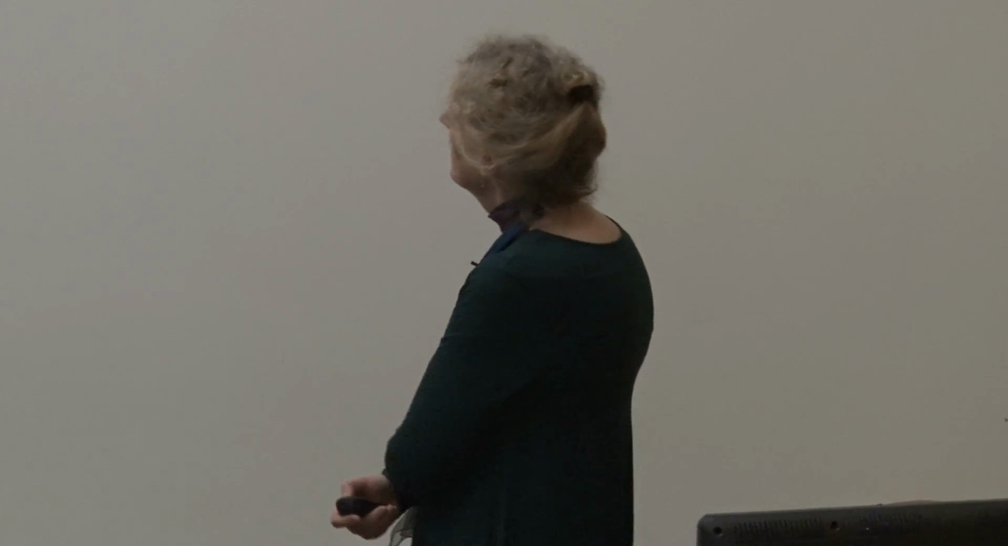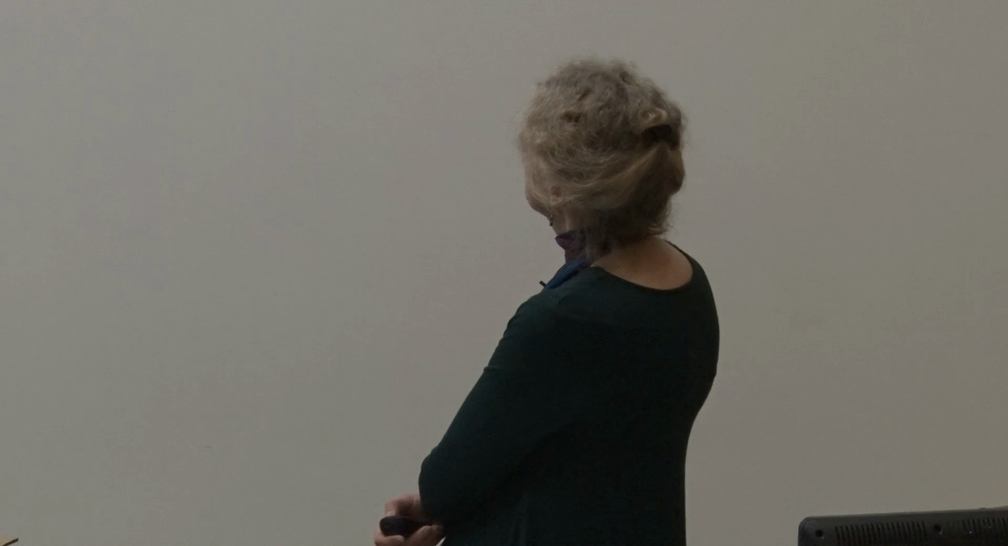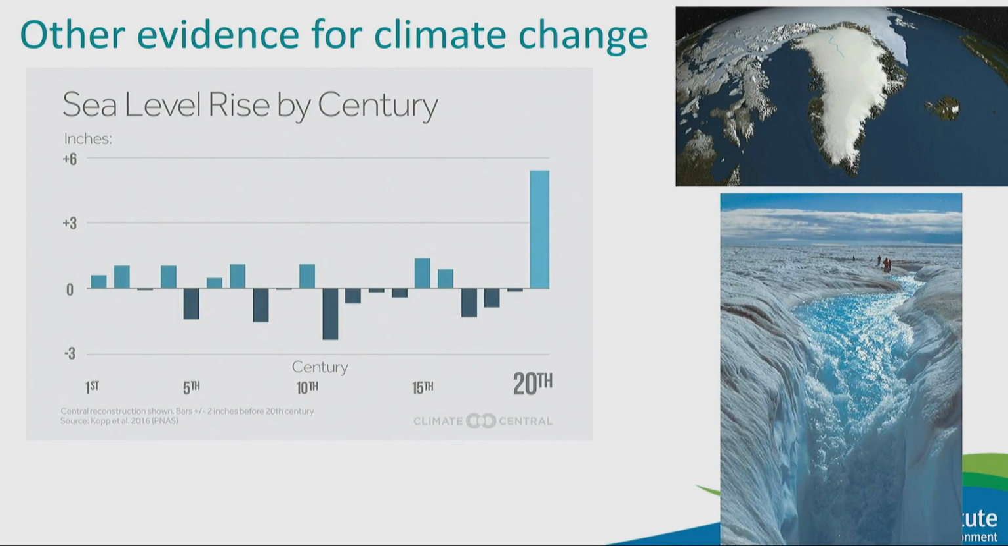So the other evidence is, of course, sea level rise, and the sea level has been going up sharply very recently, and you can see that over the last, since the 20th century, it's gone up by, this is an American slide, so it's in inches, but about 20 centimetres or so. And the picture on the right there is showing Greenland covered in ice. So the ice I was showing you before was sea ice. It was ice that was floating on the surface.